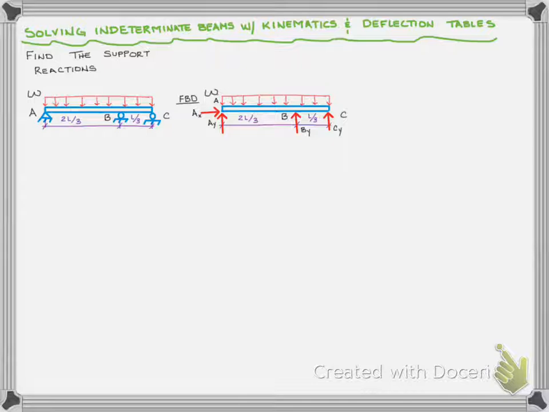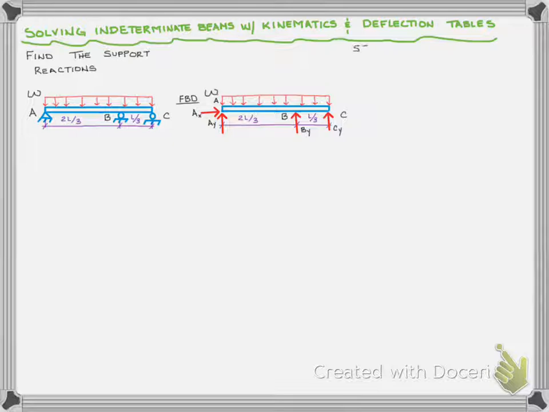All right, so for this particular beam, it looks like a simply supported beam with a pin at A and a roller at C, but we have this extra roller also at B. So when we draw our free body diagram, we see that we're going to have an AY, a BY, and a CY support reaction along with the AX.